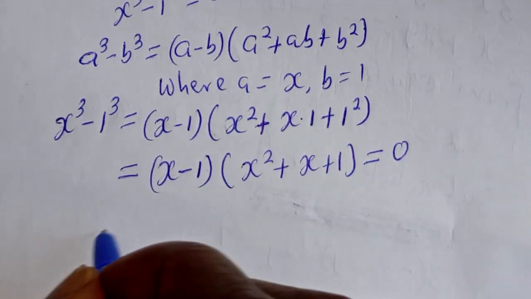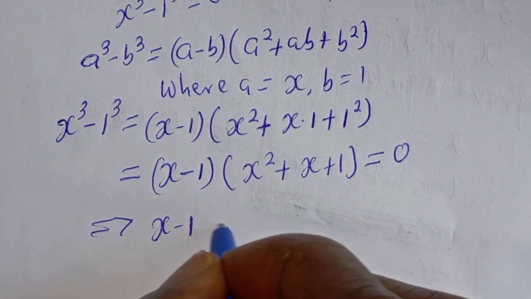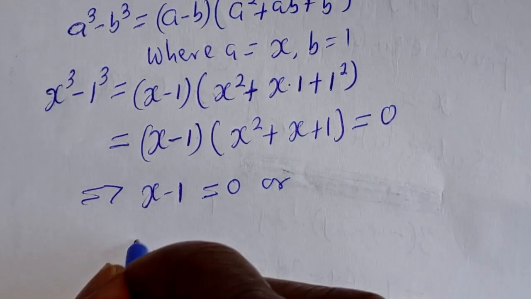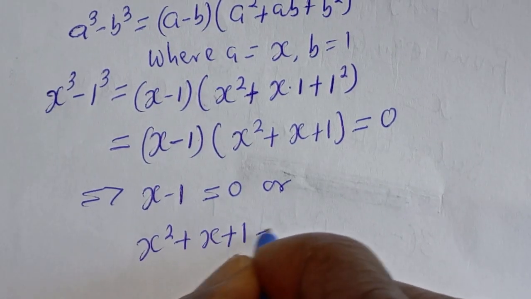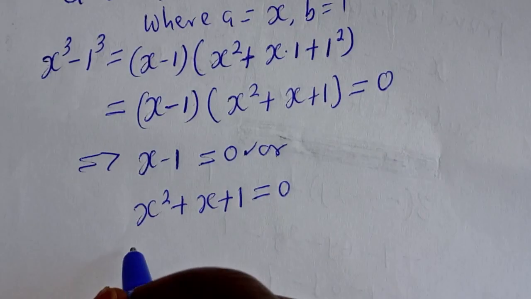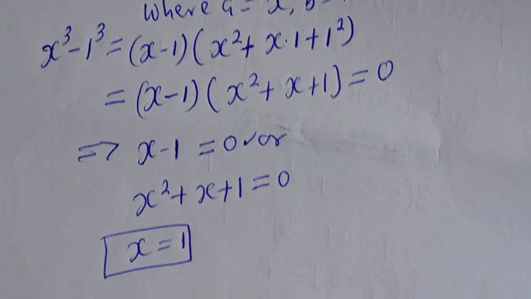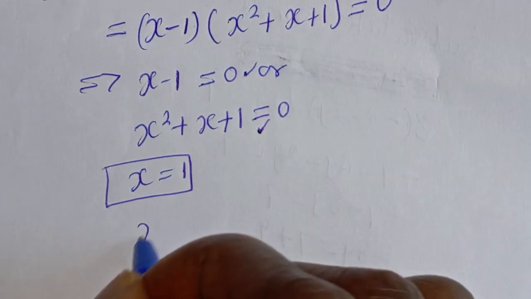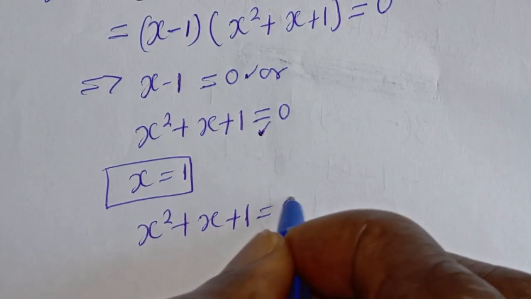Then S minus 1 is equal to 0, or S square plus S plus 1 is equal to 0. From the first case here, S is equal to 1. This is the first value of S. And from the second case, this is a quadratic equation. S square plus S plus 1 is equal to 0.